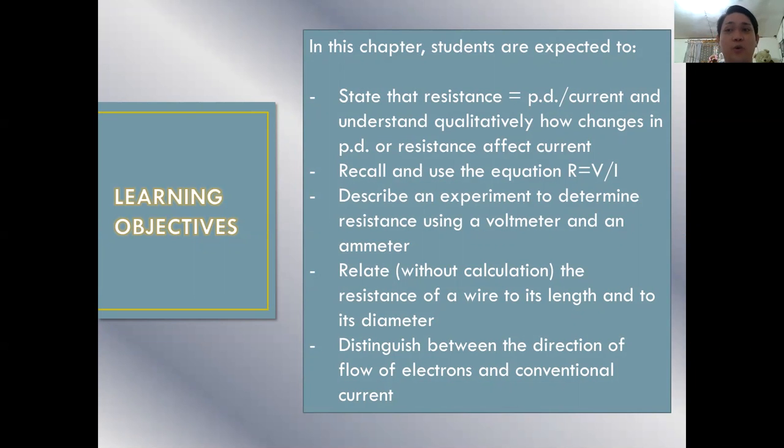And also, you are expected to relate without calculation the resistance of a wire to its length and to its diameter. So lastly, you are all expected to distinguish between the direction of flow of electrons and conventional current, which I guess I already discussed last time, the direction of electrons and conventional current.